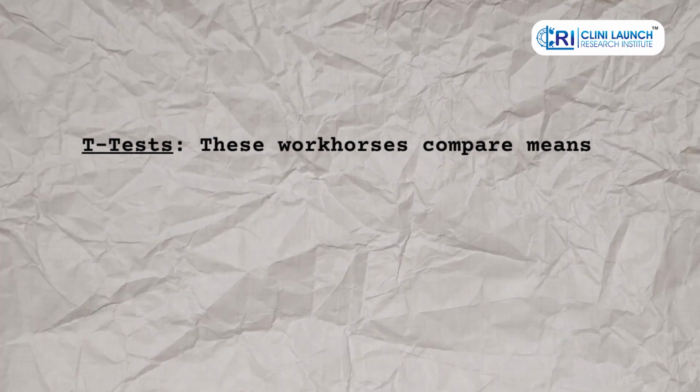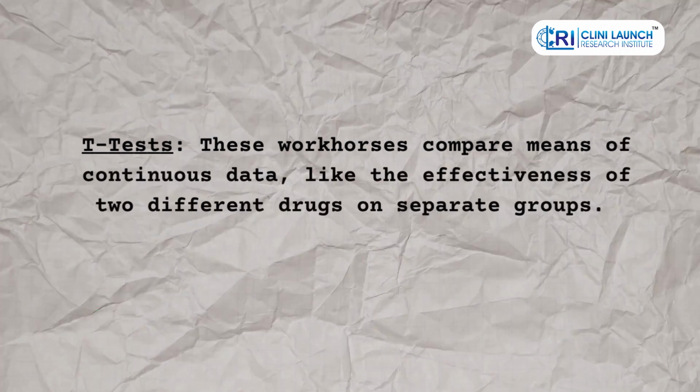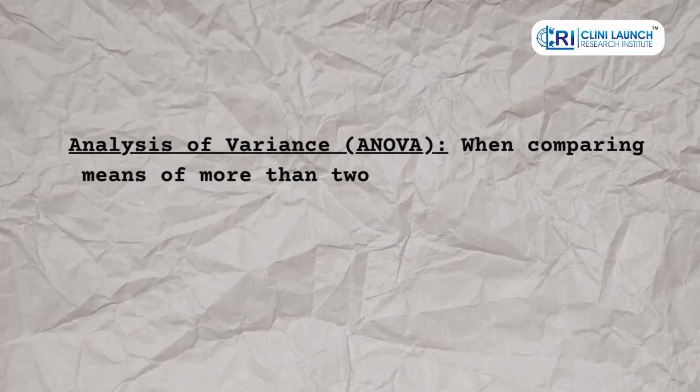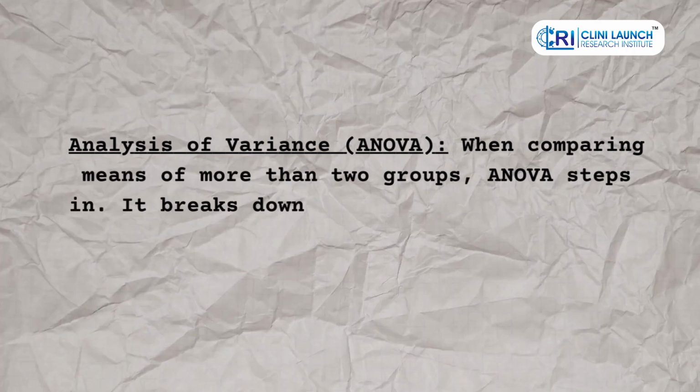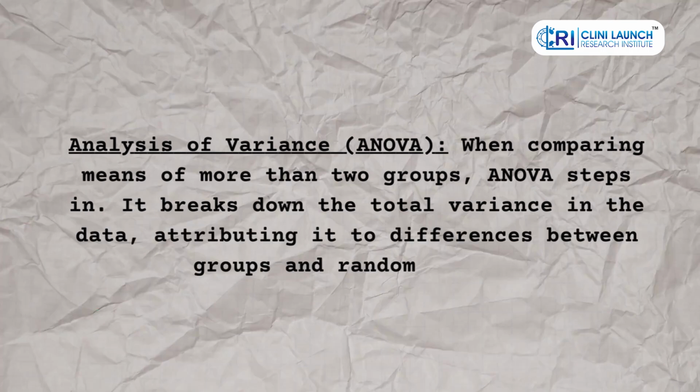Every battle demands the right weapon, and biostatistics offers an arsenal of statistical tests, each tailored for specific data types and research questions. Here are some of the most frequently used tests. T-tests. These compare means of continuous data, like the effectiveness of two different drugs on separate groups. Next, we have the analysis of variance, or ANOVA. When comparing means of more than two groups, ANOVA steps in. It breaks down the total variance in the data, attributing it to differences between groups and random error.